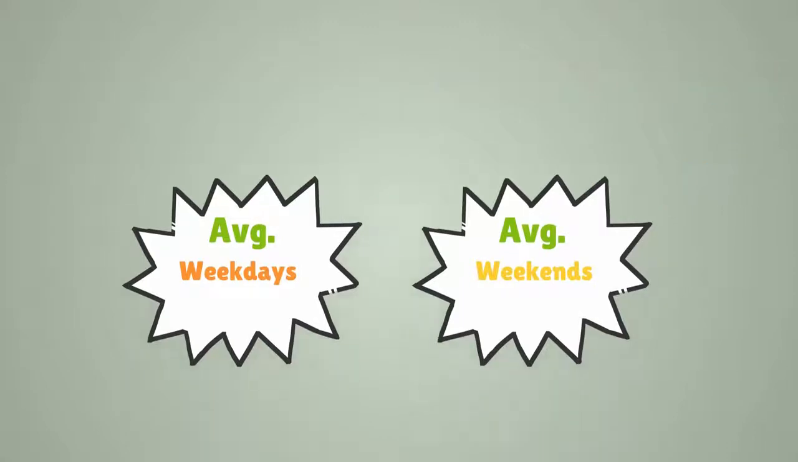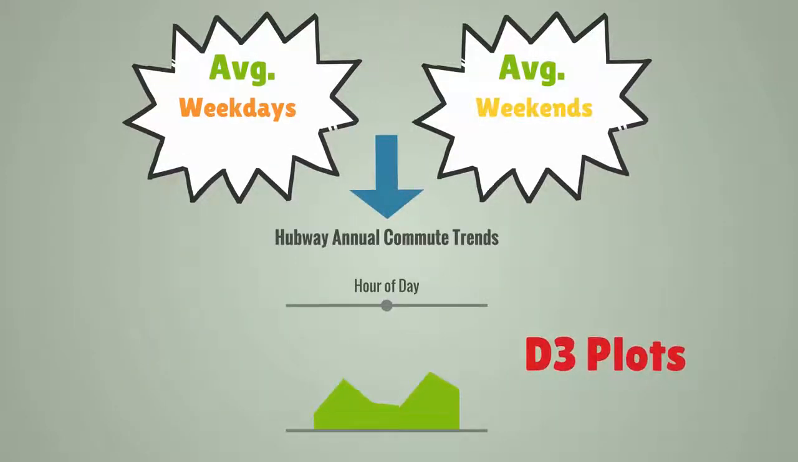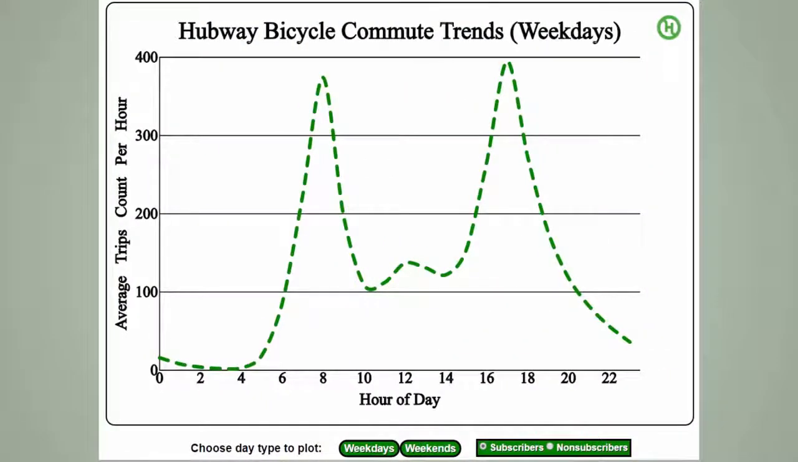And finally, we plot the average cluster results using D3 to show the annual commute behavior of the Hubway riders for weekdays and weekends. Here we show our HTML user interface and an example of one of the plots produced, reflecting the annual commute trends of a weekday for Hubway subscribed users. We can clearly see from the plot that the bike commuters do follow the typical commute trend you would expect to see in a more traditional method of commuting like cars or public transportation.